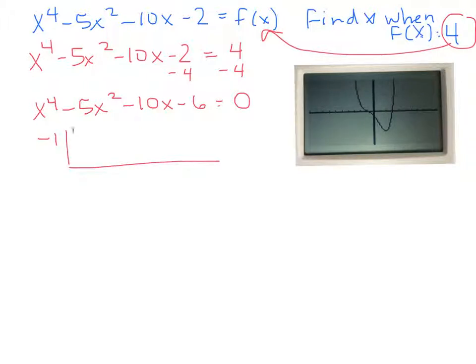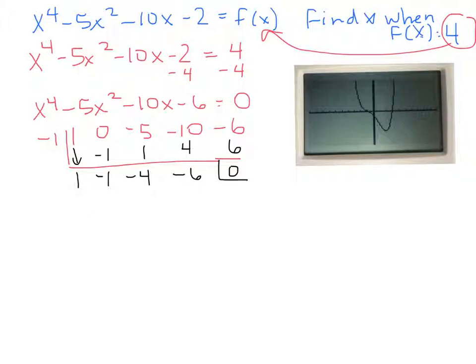So we bring down the 1 for the x to the 4th. We don't have any x to the 3rd, so we're going to put 0 instead of that. Then negative 5 for the x squared, negative 10 for the x's, and then negative 6. Bring down the 1, multiply, get negative 1, add, get negative 1, multiply, get 1, add, get negative 4, multiply, get 4, add, get negative 6, multiply, get 6, add to get 0.